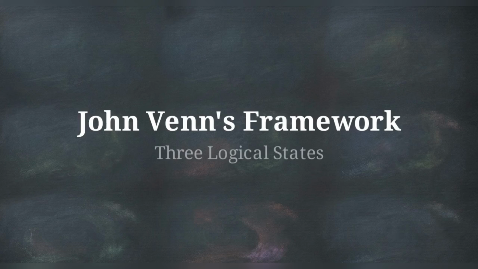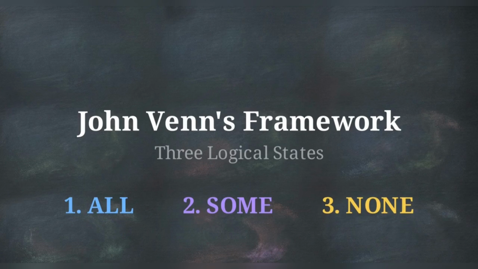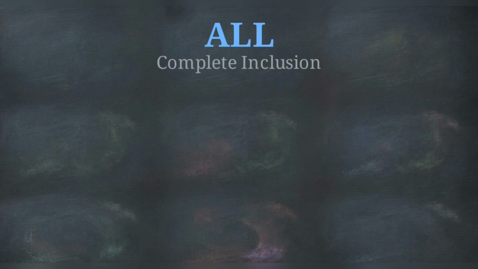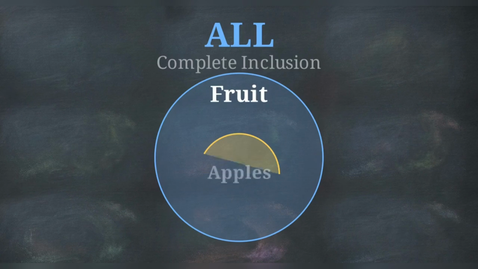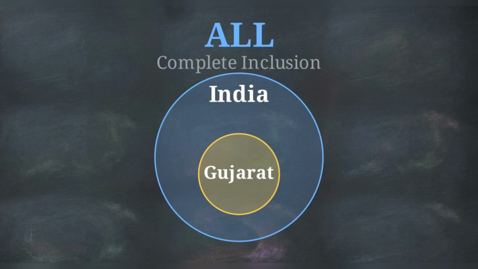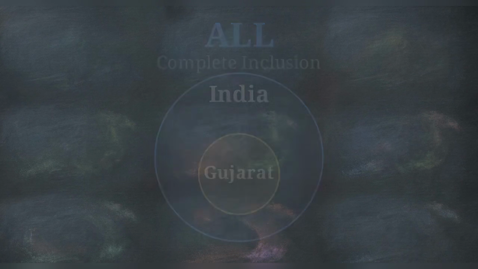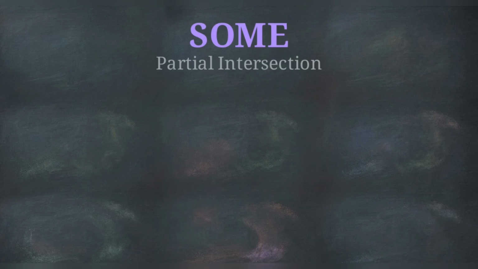To understand this, we rely on a framework by mathematician John Venn. Every complex relationship reduces to just 3 logical states. The first is all, complete inclusion. The category of apples exists entirely inside the larger category of fruit. We see the same logic with geography. Gujarat maps entirely inside India.